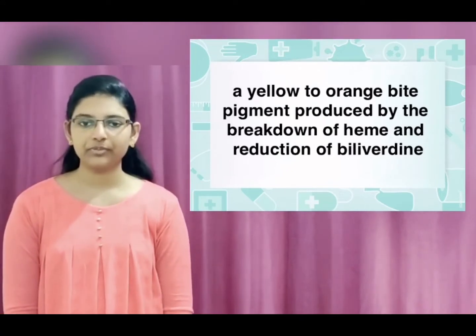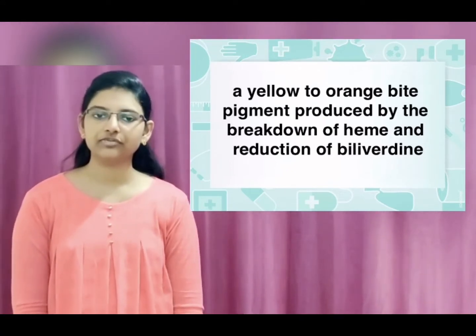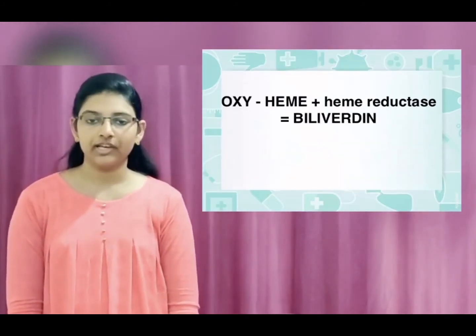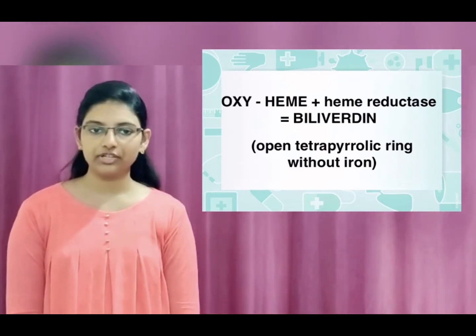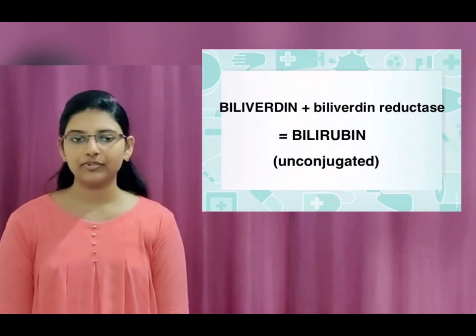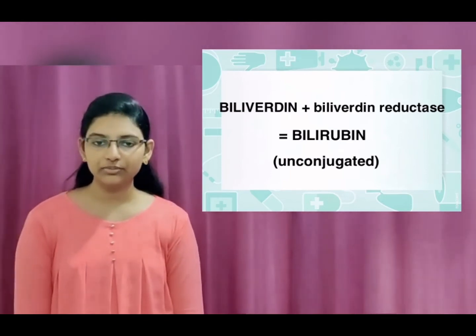Orange bile pigment produced by the breakdown of heme and reduction of biliverdin is called bilirubin. Heme in the presence of heme oxygenase is converted into oxyheme. Oxyheme in the presence of heme reductase is converted into biliverdin. Biliverdin in the presence of biliverdin reductase is converted into bilirubin.